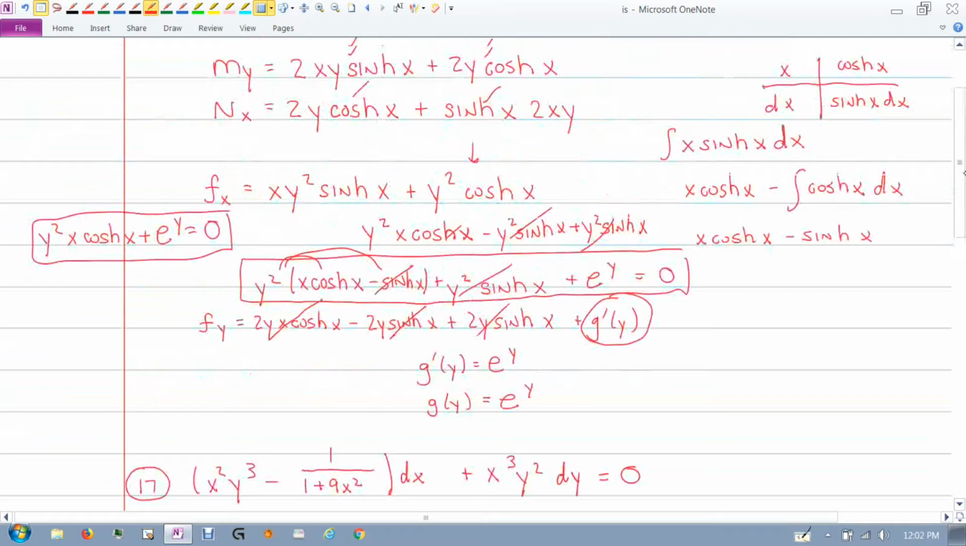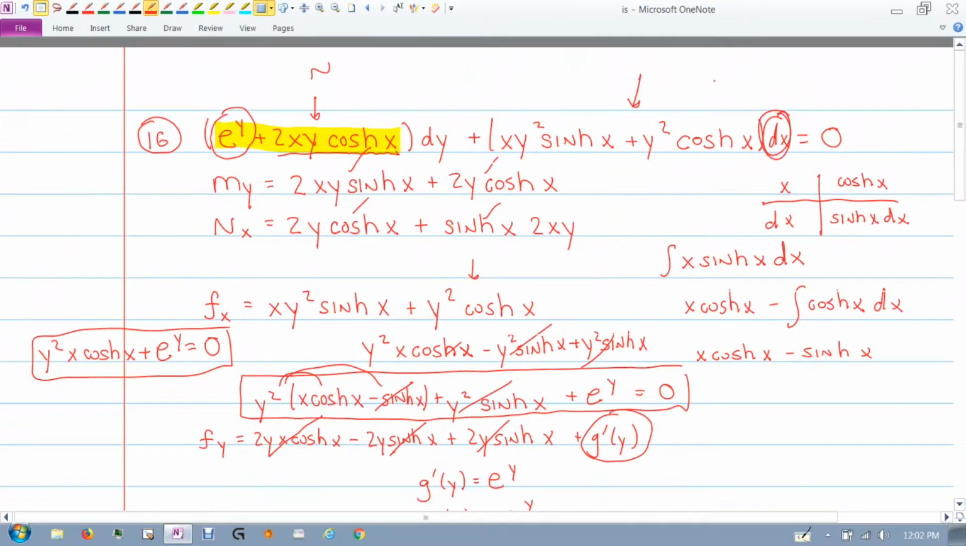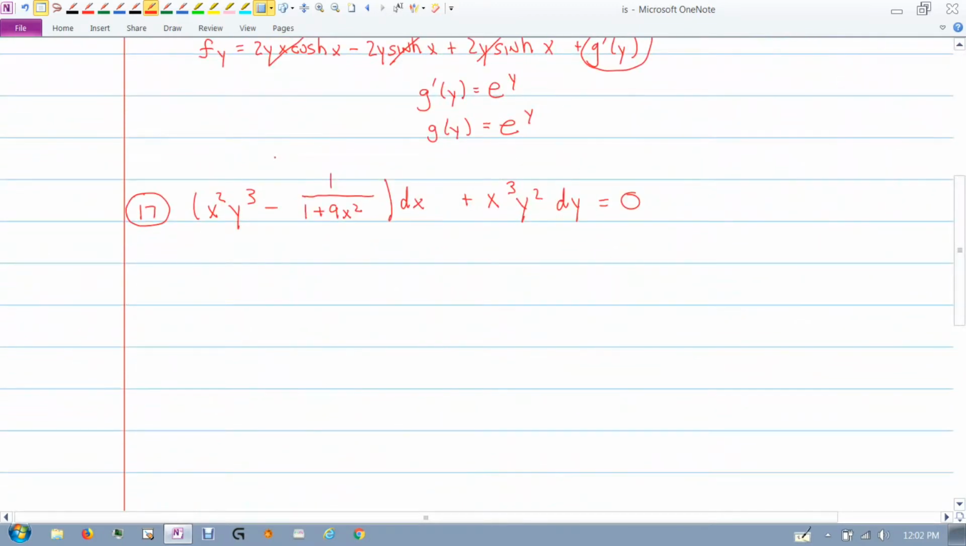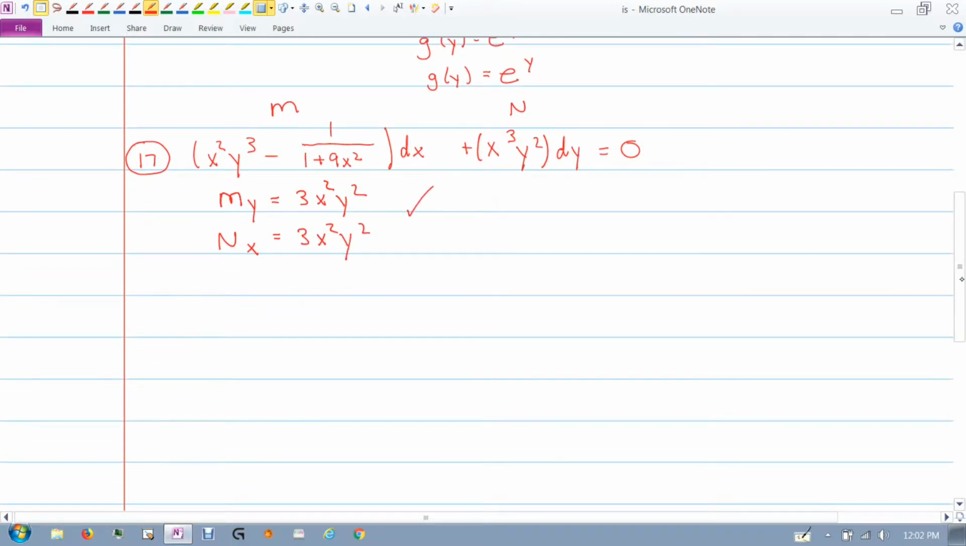So like we did before, we have to make sure that the M is in front of dx, so this is M, and then this right here is N. So the partial of M with respect to y is just going to be 3x squared y squared. The partial of N with respect to x is just, again, 3x squared y squared. So we check out, that's exact. So I know that the partial of f with respect to x should equal M, which is this.